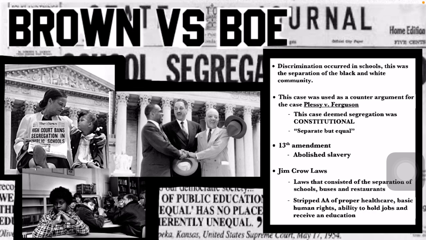These laws were rooted as a replacement after the ratification of the 13th Amendment that abolished slavery. Instead of physical handcuffs imposed on the Black individual, invisible restraints were placed. These laws stripped them of basic human rights, denying them proper health care, the ability to hold jobs, and to receive an education, and anyone who resisted would face death, fines, jail sentences, or be detained.